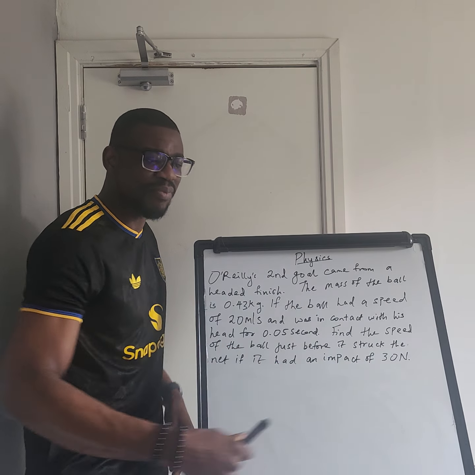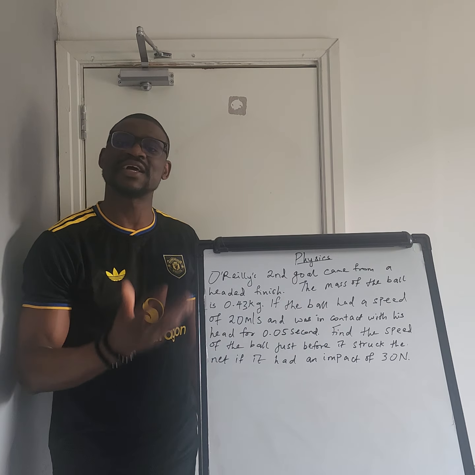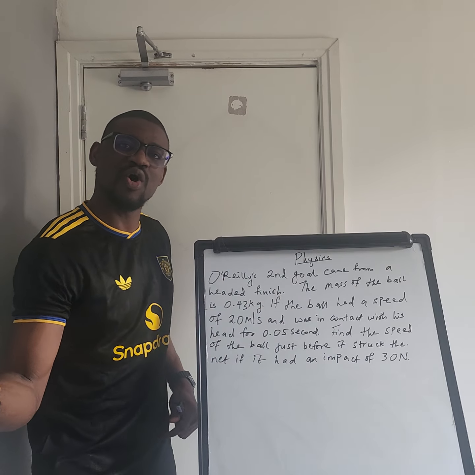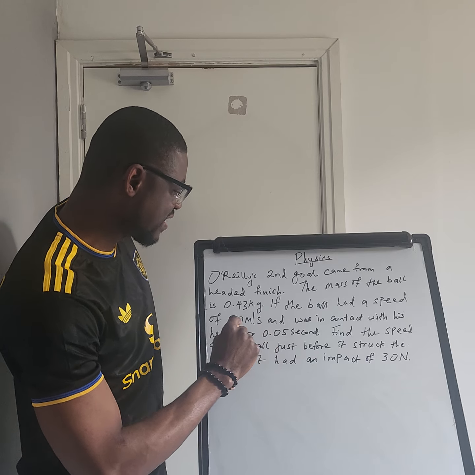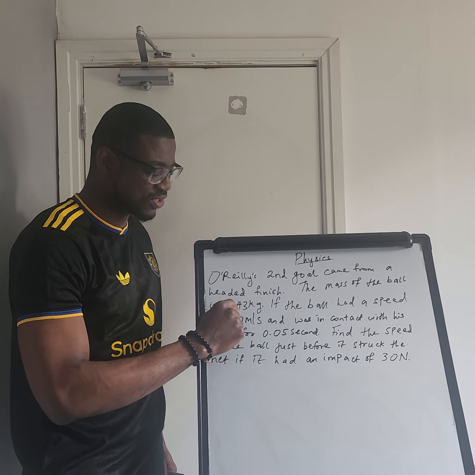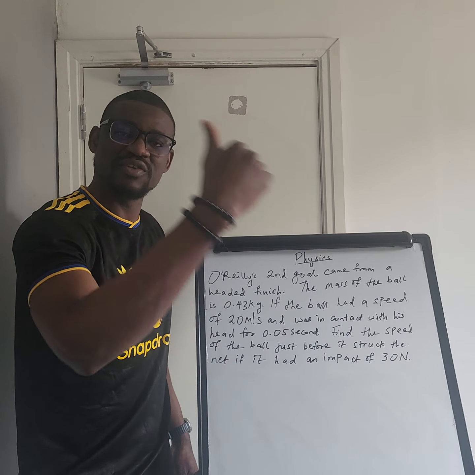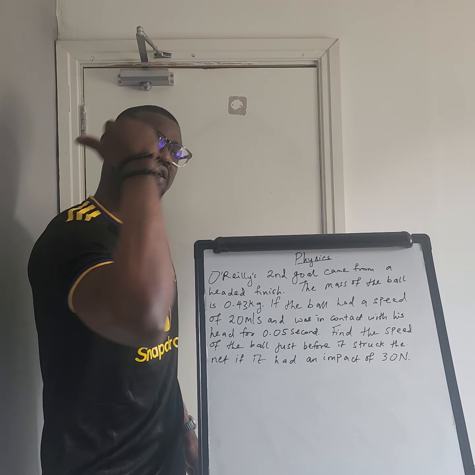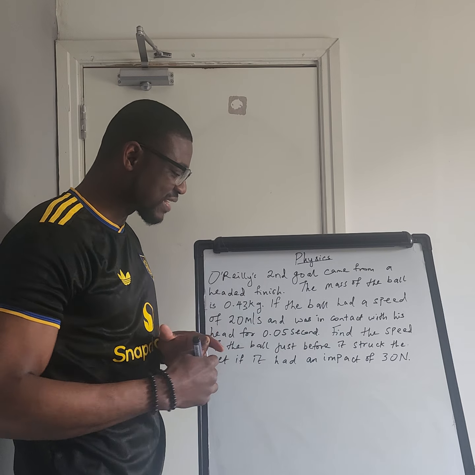Take note. The ball was in contact with his head for 0.05 seconds, and the ball came to him from Haaland with a speed of 20 meters per second. Of course, the mass of football is taken to be this, right? So you are being asked to find the final velocity of the ball with which the ball struck the back of the net. So let's get started.